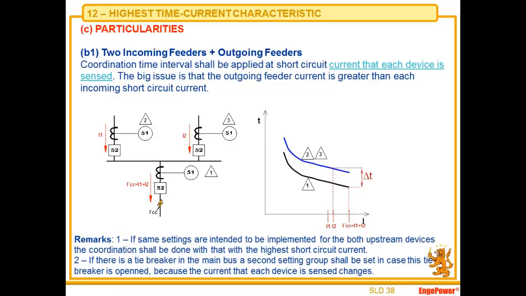And the big issue here is the current that each device will sense. Here, you see, if you have a short circuit here, device 1 will sense the sum of the currents of the incoming feeders. So the current here will be higher than the current in the incoming. In this situation, how do we do the coordination? Well, to explain this, I prepared the next slide.